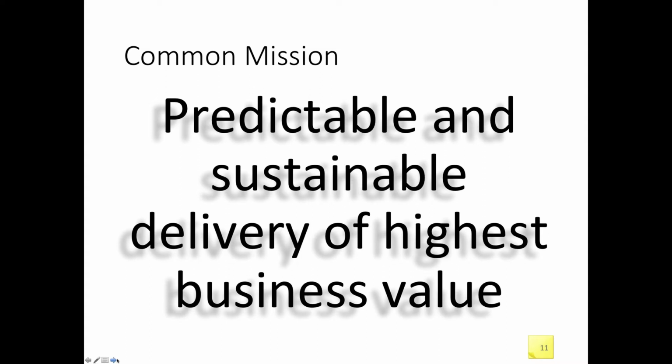So we're kind of teaming up to help get to this mission of predictable and sustainable delivery of highest business value. Predictable because we know approximately when and how long it's going to take to deliver things, and sustainable because we're able to continue to deliver that business value without having big jumps and big gaps.